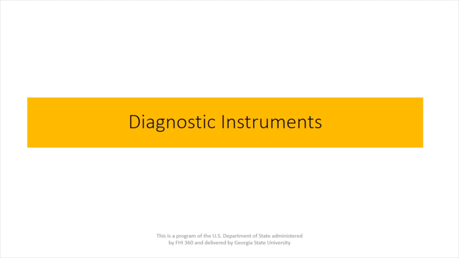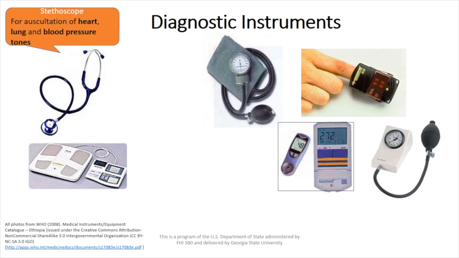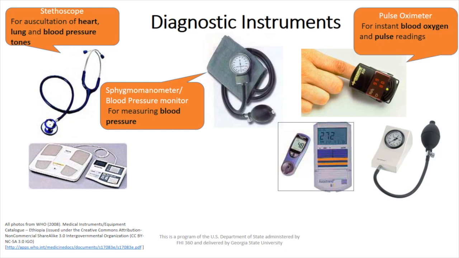Let's start with diagnostic instruments. Here is a first set. I am sure you already know what they are for. We have a stethoscope here for auscultation of heart, the lung, and blood pressure tones. Over here we have a blood pressure monitor used for measuring blood pressure, of course.